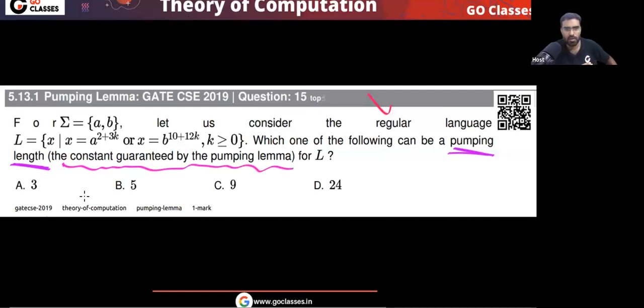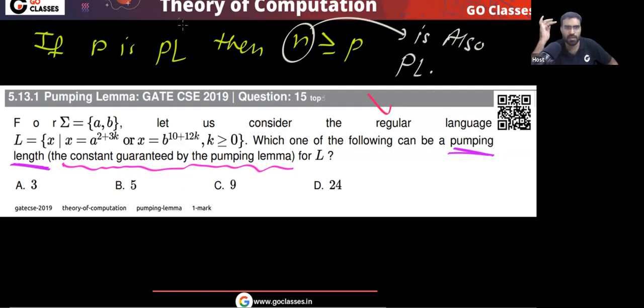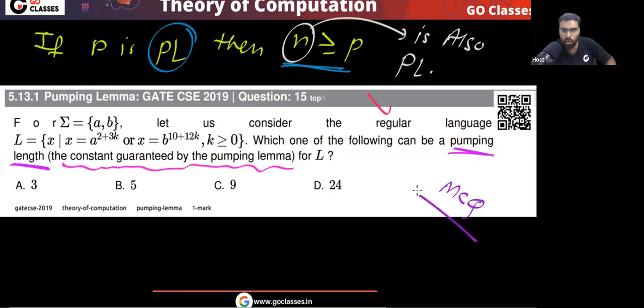So you tell me one thing. Okay, let's not solve this question. Without solving the question, just think about it. Tell me, if P is a pumping length, then can I say every number greater than or equal to P is also a pumping length? Yes or no? Agree? If P is a pumping length, then every number greater than or equal to P is also a pumping length. Remember, this is an MCQ question, so only one option is correct. So tell me, if the answer is this, then all of them will be the answer. Yes or no?